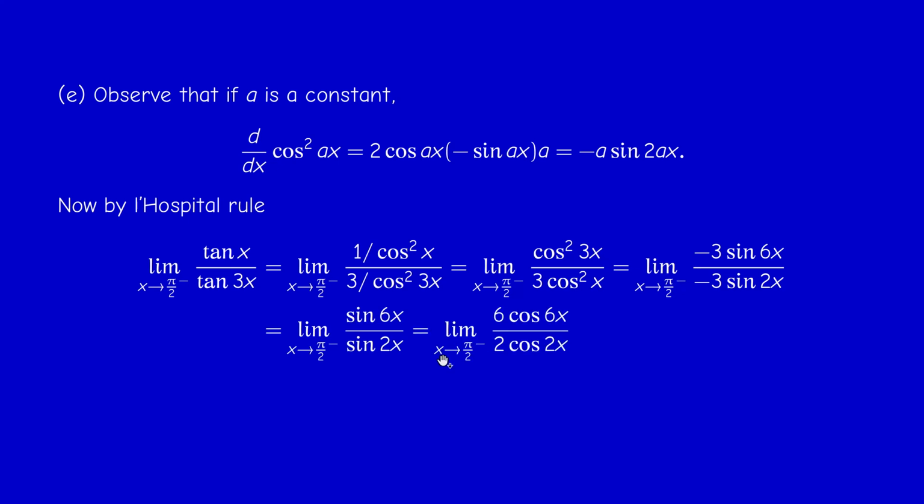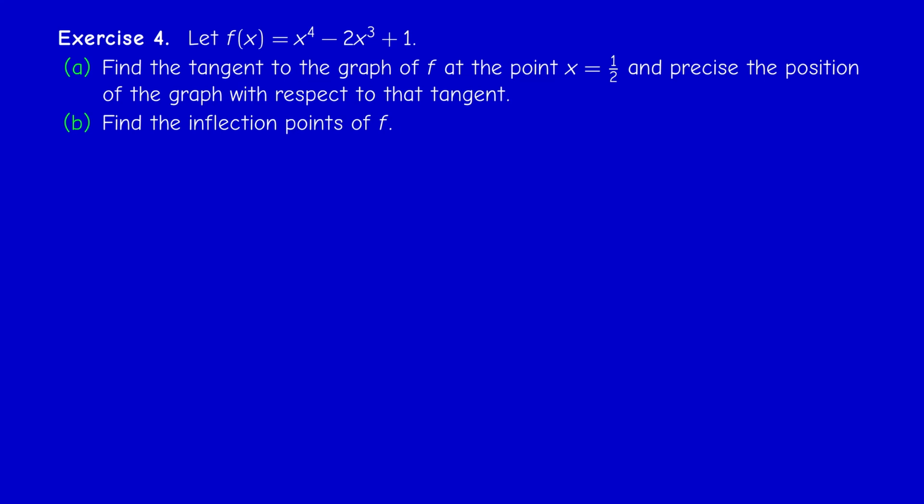And I differentiate again. I use L'Hopital rule again. So the derivative of sine 6x is 6 cosine 6x. And for sine 2x, the derivative is 2 cosine 2x. So I get 3. And now this is not indeterminate actually, because when I replace x by pi over 2, I get cosine 3 pi, which is minus 1. And when I replace 2x by pi over 2 here, you get cosine pi, which is also minus 1. So 3 times minus 1 over minus 1, which is 3. Okay, so this concludes the third exercise.